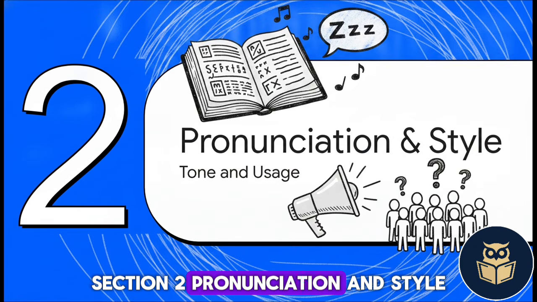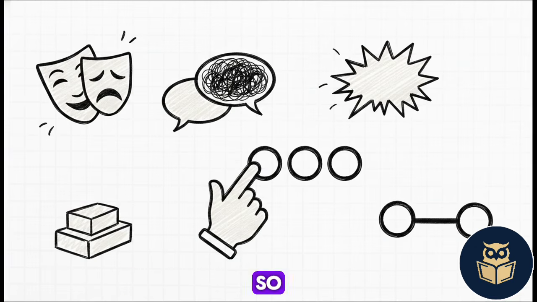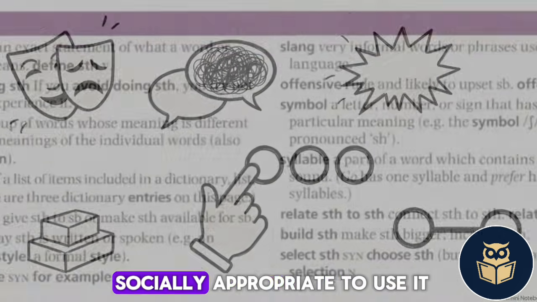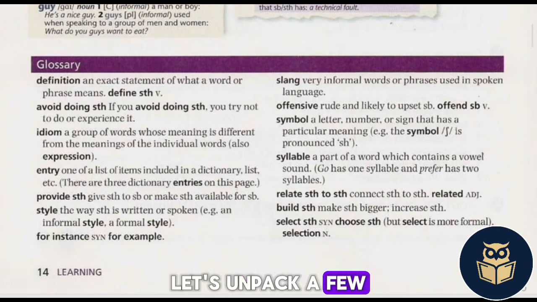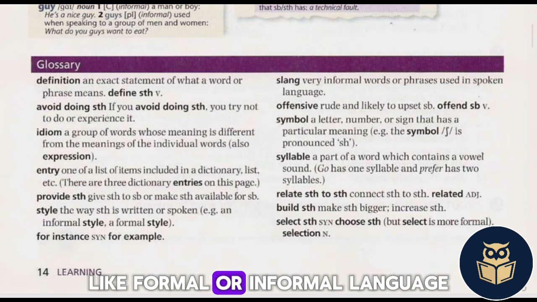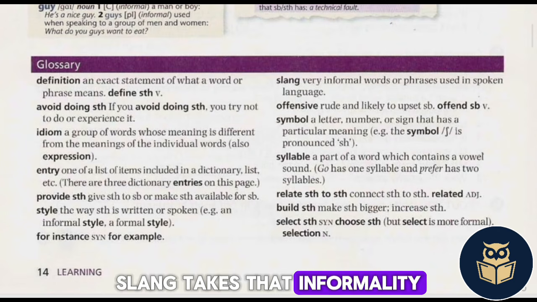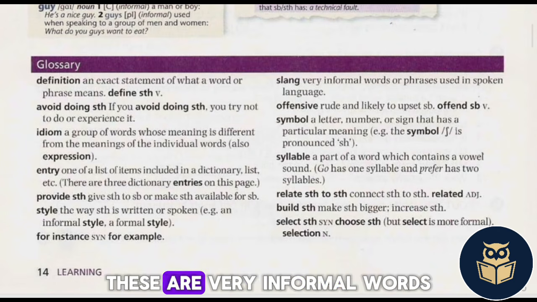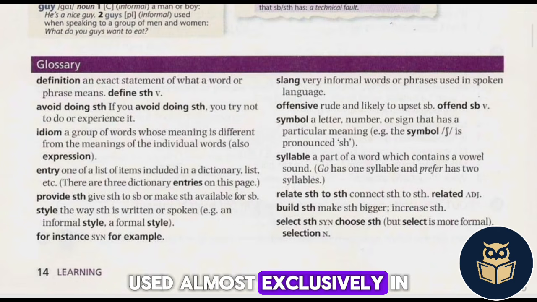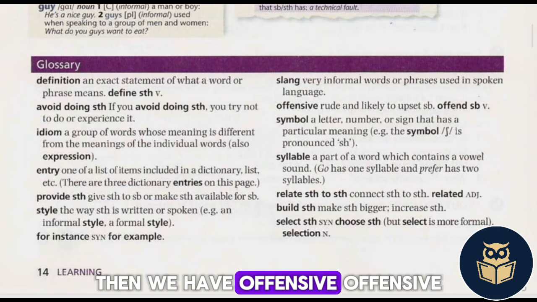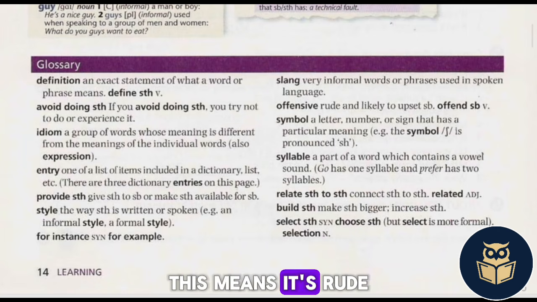Section 2, pronunciation and style. So, the dictionary doesn't just tell us what a word means, it tells us how to actually say it out loud and, crucially, when it's socially appropriate to use it. Let's unpack a few more vital terms. Style refers to the way something is written or spoken, like formal or informal language. Slang takes that informality to a whole new level. These are very informal words used almost exclusively in spoken conversation. Then we have offensive. This means it's rude and likely to upset somebody. A good dictionary will always explicitly warn you if a word is offensive.